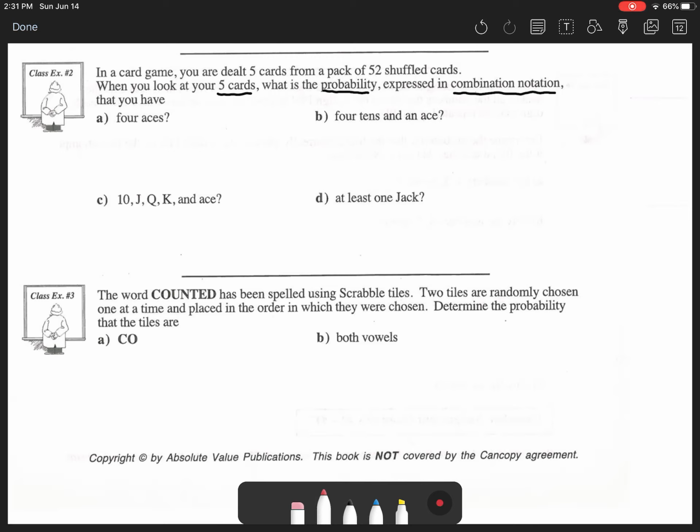So I want to talk about 4 aces. I know in a deck I have 4 aces, and I want to choose all 4 of those aces. Now, what remains is I still have 1 more card to choose, don't I?